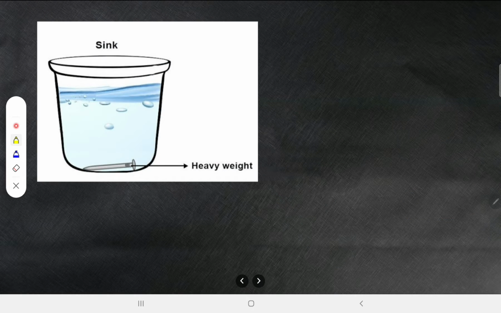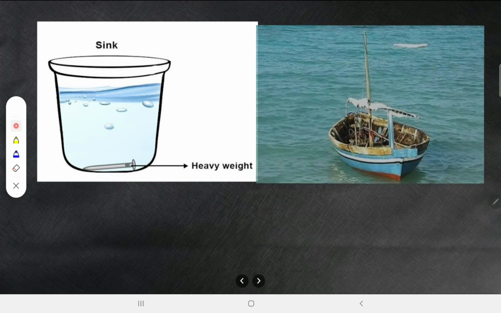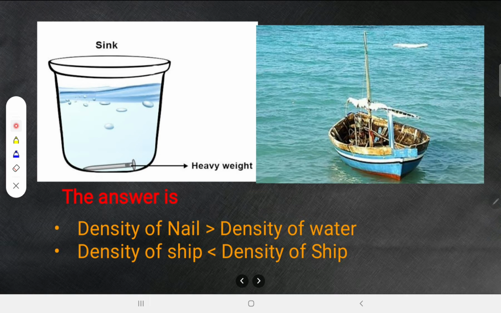Now look at this. You can observe the nail here. This nail is sinking, but this ship is floating. The reason is quite simple. The straightforward answer is that the density of the nail is greater than the density of water. So if any material has density more than the density of water, definitely it will sink. Please make a note of that point. If the density of any matter is greater than the density of water, it will sink. Very, very important point.